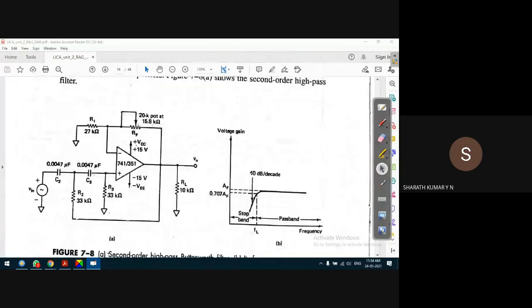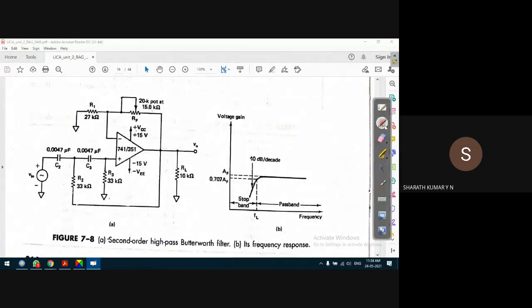Second order high pass filter, Butterworth filter: just like the second order low pass filter, this RC combination is used. An additional RC combination is used so that it works as a second order high pass filter. With the additional component, the difference is the rise in the gain of the amplifier, which is now plus 40 dB per decade.